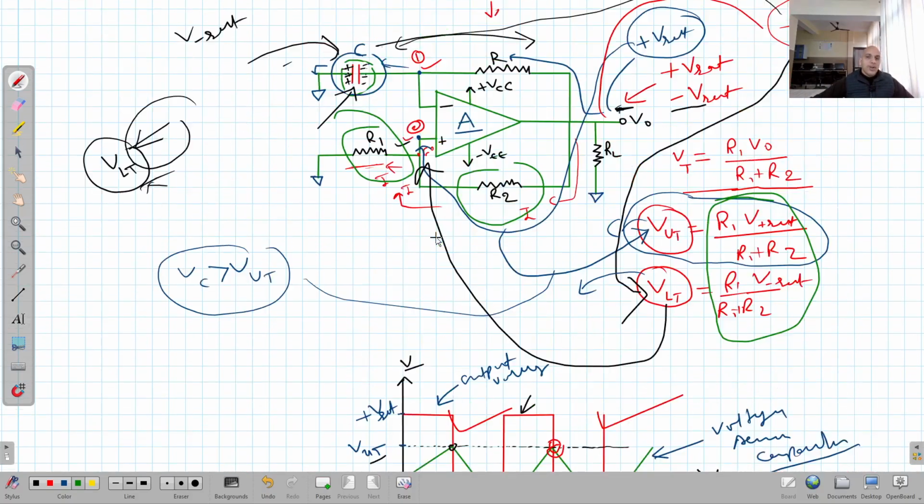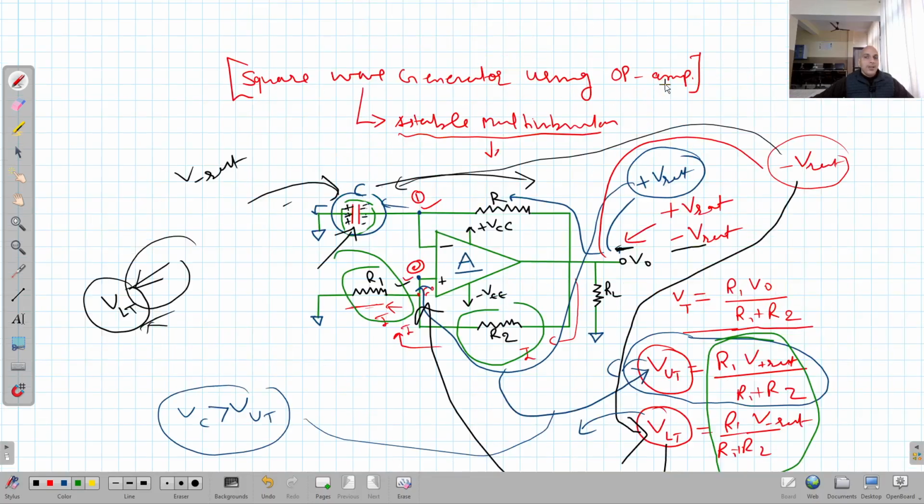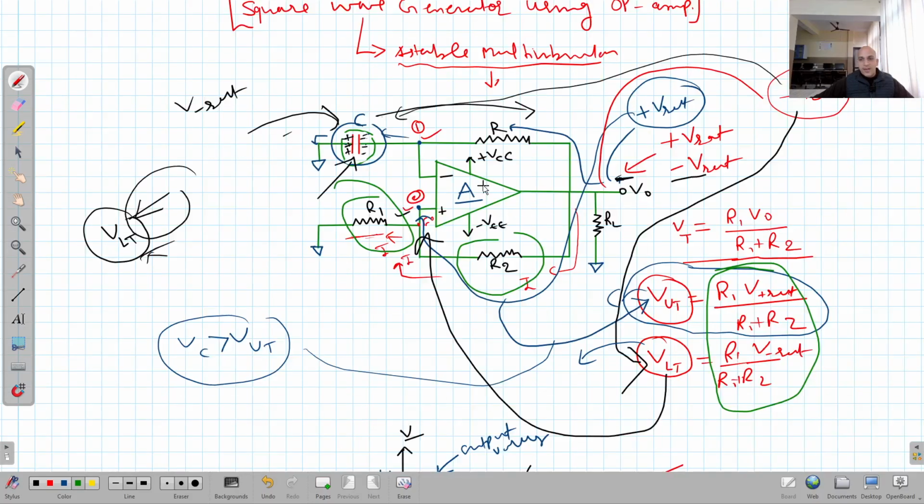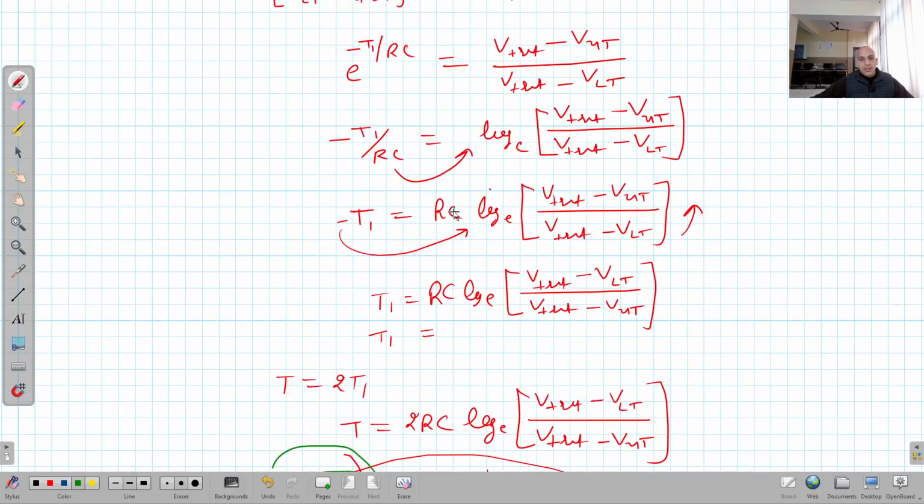So this is all about a square wave generator using an operational amplifier. So this is all about it.